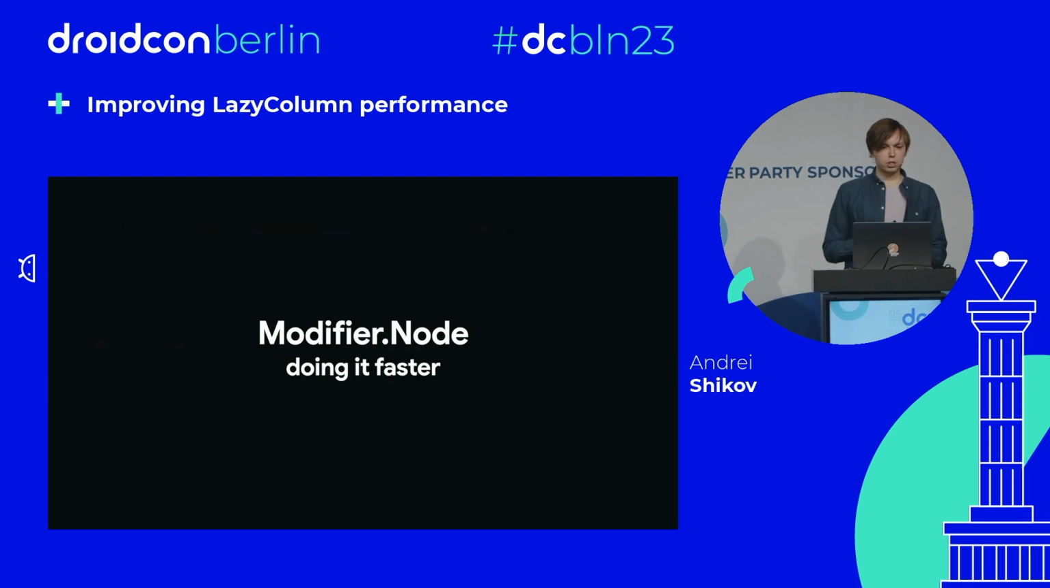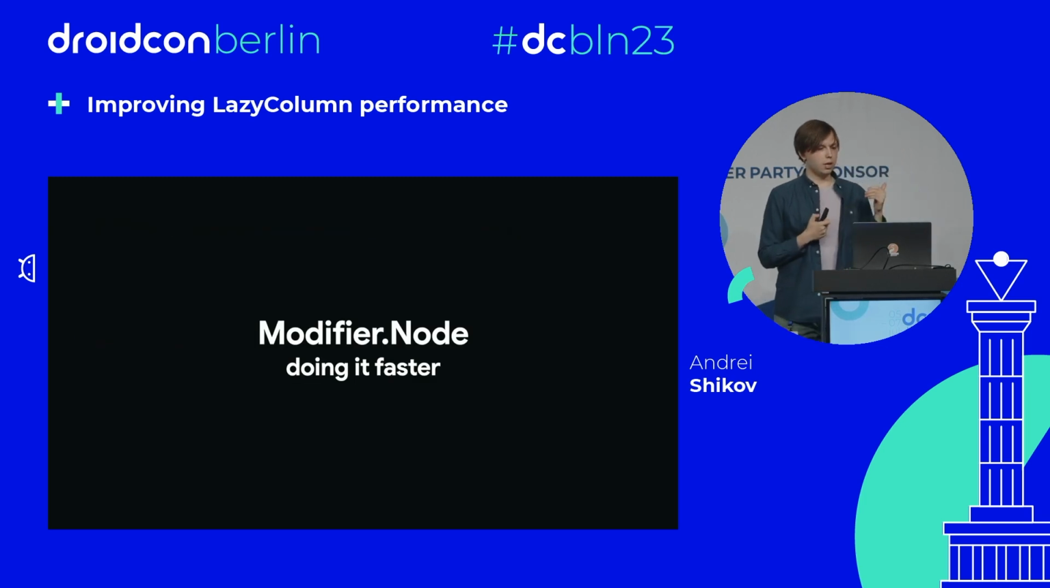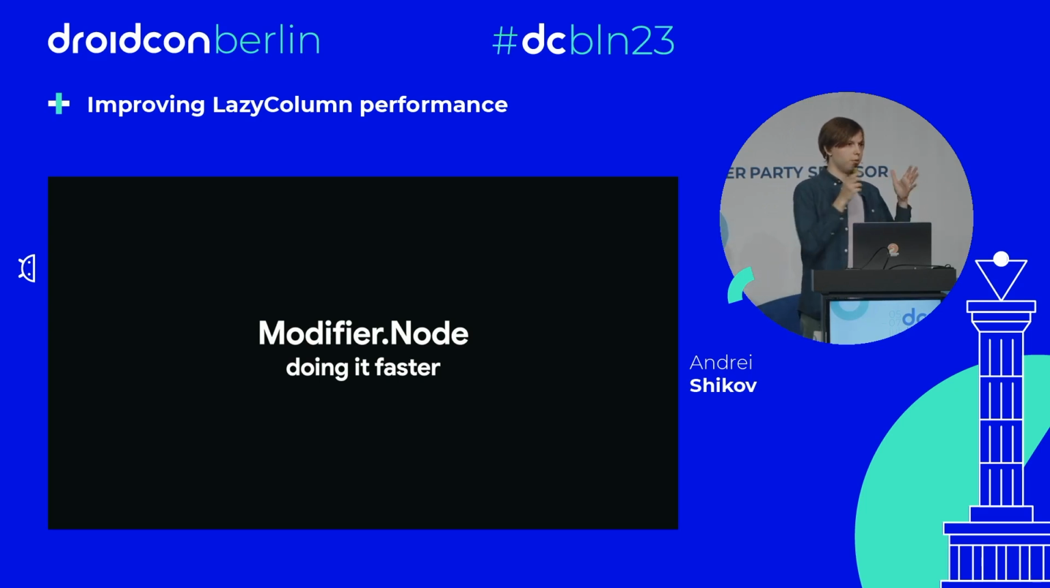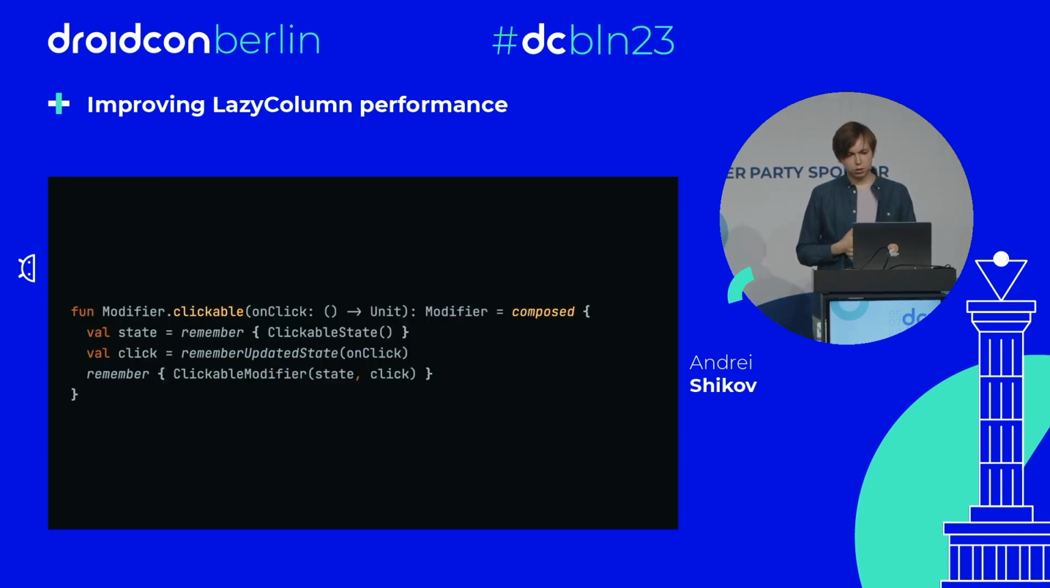All right, so this is the first section over, but now I'm going to talk about modifier node. And this is a grand example of doing something faster, algorithmically faster, by just replacing one algorithm with another one. And the story of the modifier node starts with modifier composed.